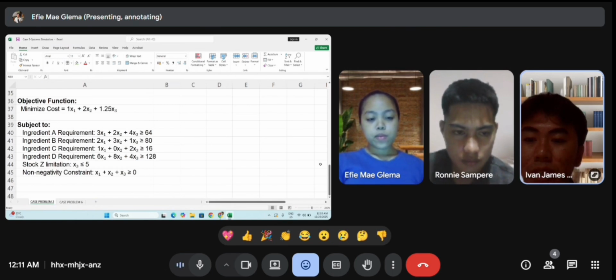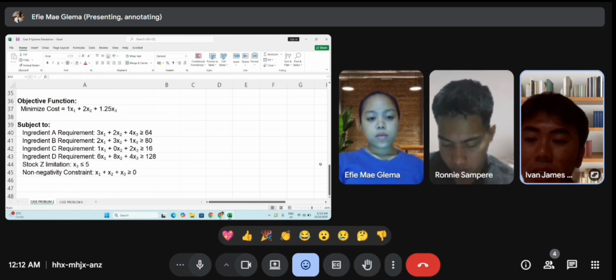Ingredient D requirement: 6x1 plus 8x2 plus 4x3 greater than or equal to 128. Stock Z limitation: x3 less than or equal to 5. Non-negativity constraints: x1, x2, x3 greater than or equal to 0.